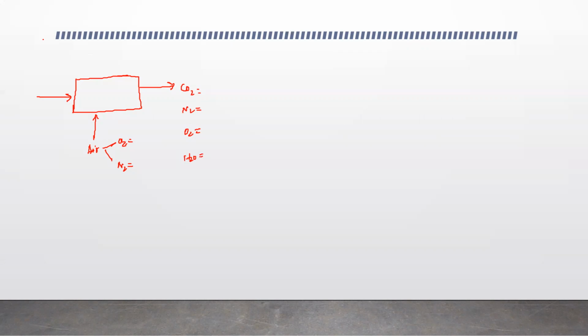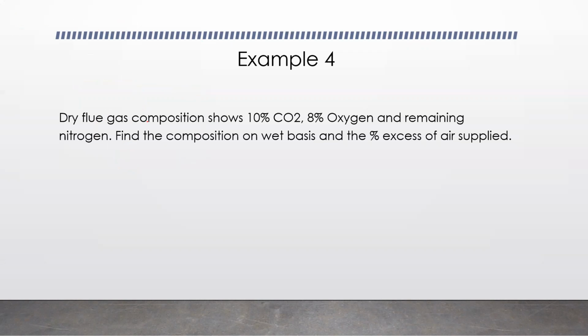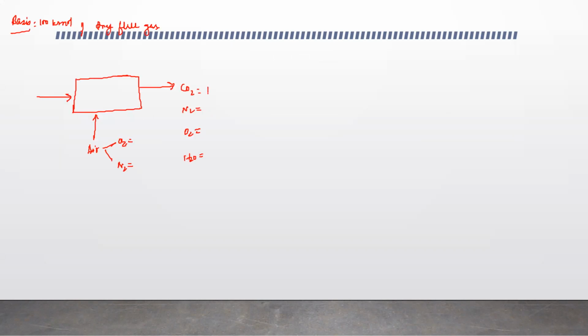So assume that we have 100 kilomole of dry flue gas. All right, dry flue gas means excluding water. So carbon dioxide is going to be 10 kilomoles in that case. Nitrogen is going to be remaining, that is 82 kilomoles. And oxygen is going to be 8 kilomoles, right? We don't know about water, okay? That is what is given in the question.